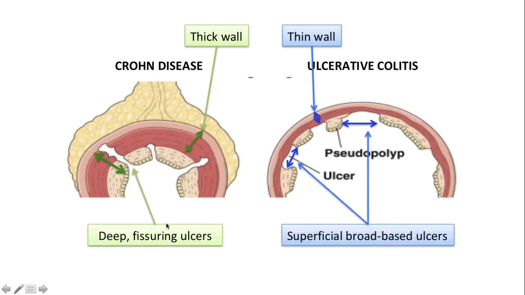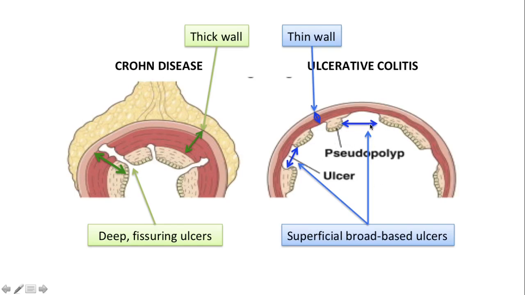The ulcers in Crohn's disease are fissuring, so they're really narrow and sharp going in. As you can see, this one is almost the full thickness of the bowel wall. But in ulcerative colitis, the ulcers are superficial. They don't really go into the muscle layer, and they are broad based, so they're wide in terms of width. This is a helpful differentiating feature between Crohn's and ulcerative colitis.